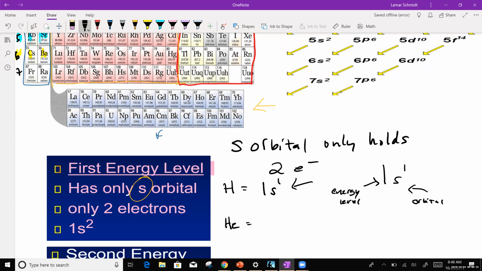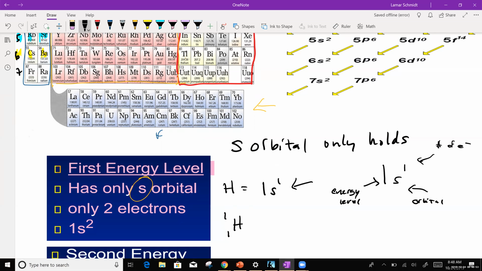And then this 1 here represents the number of electrons. So we see here that hydrogen is in energy level 1, S suborbital, 1 electron. Now if we look at hydrogen, we know that hydrogen has an atomic number of 1, right? Hydrogen has an atomic number 1.